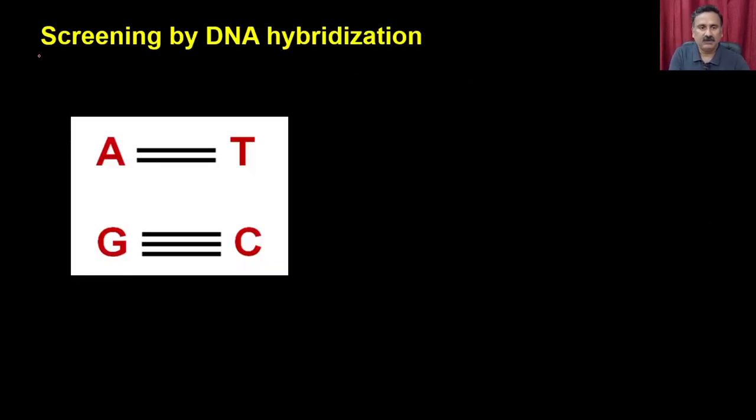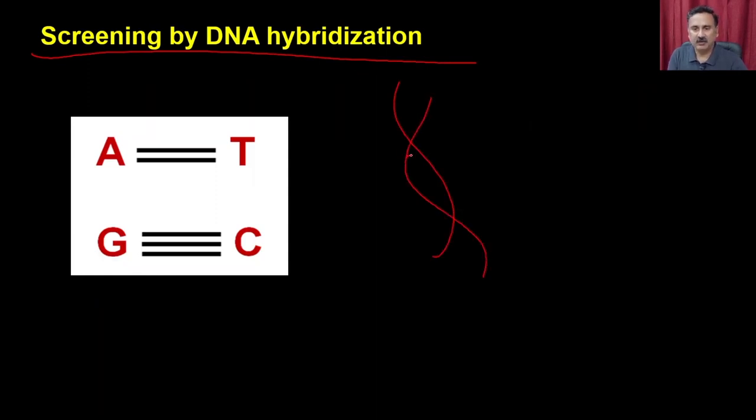So DNA, if you see the structure of DNA, it has the double helical structure, where you have the nucleotides present inside the helix. And these nucleotides have a very peculiar base pairing. You always know that adenine always makes a pair with thymine, whereas guanine always makes a pair with cytosine.